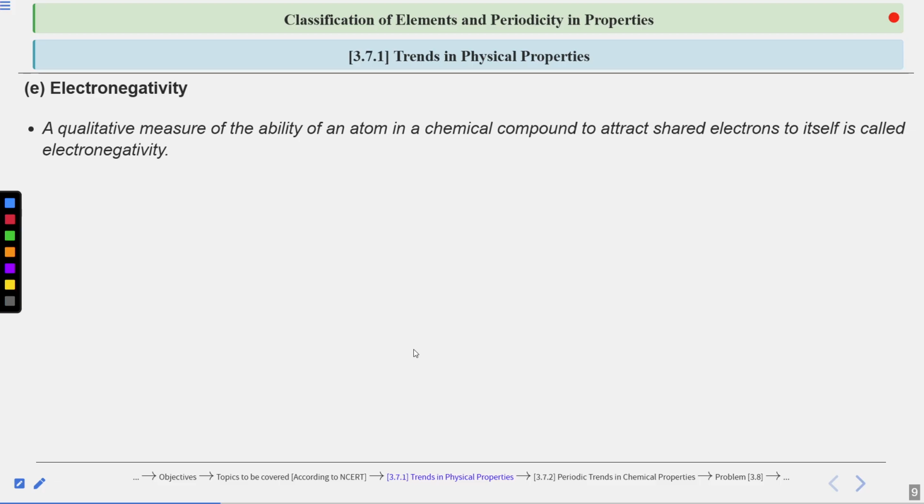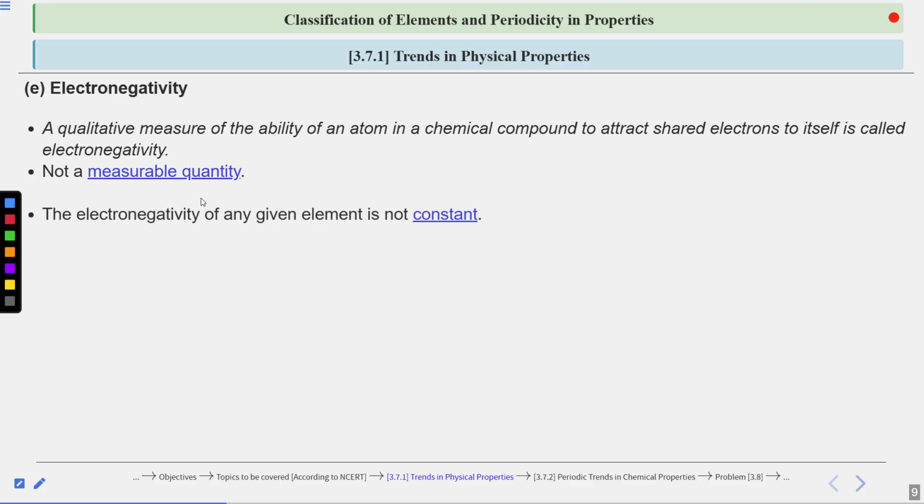But the definition of electronegativity is that it is simply a qualitative measure. See, it is written qualitative, not quantitative. We are not quantifying or calculating it. It is the qualitative measure of the ability of an atom to accept an electron or attract the shared pair of electrons. Got it? So this is called electronegativity. As I said, it is not a measurable quantity. It cannot be measured by any physical process.